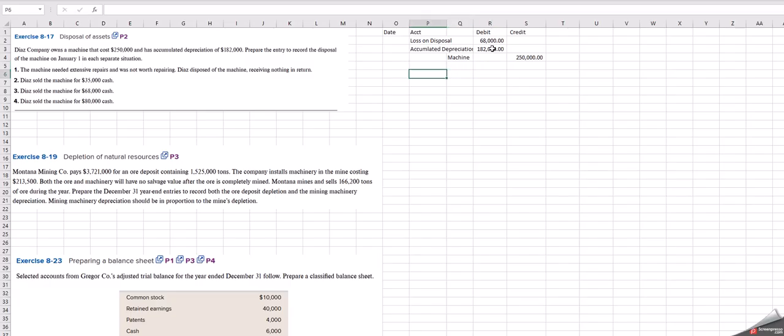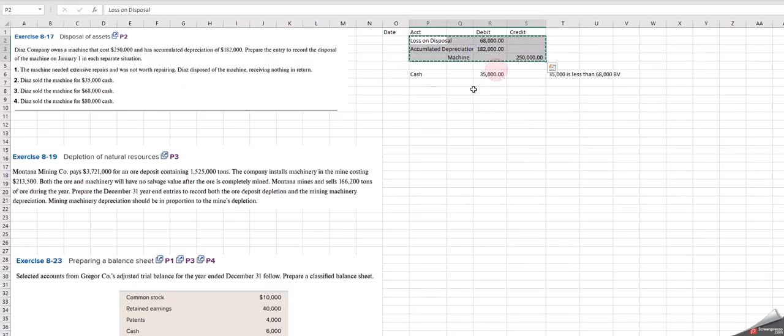So that whole thing would be a write-off. Then we come down here and we're going to say, okay, we receive cash. So cash of $35,000. We still are going to have the same accounts here because $35,000 is less than the $68,000 book value. So then we know that we're going to have a loss on the disposal.